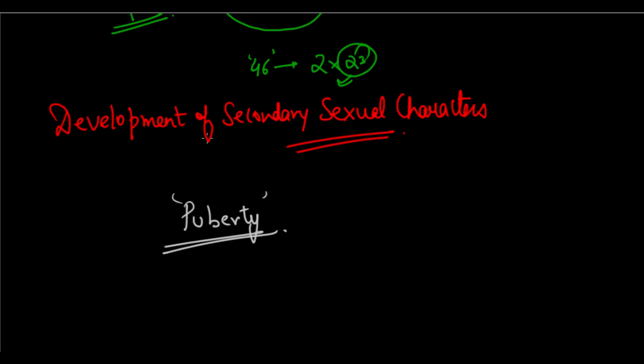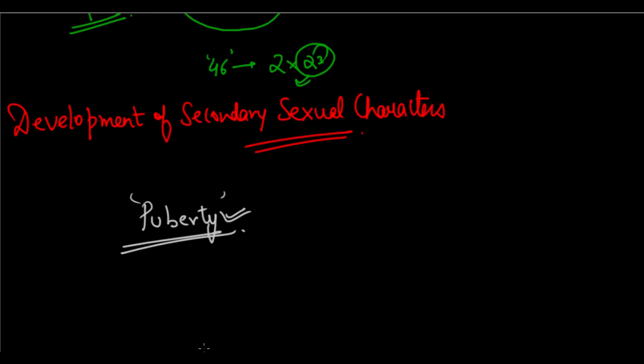We know that puberty is basically that phase during which the development of secondary sexual characteristics takes place. Like males, they develop mustaches, they develop facial hair, right? Their penis starts growing larger. Then we have females, their hips widen, okay, their breasts start developing. So these things take place during the puberty phase, right?